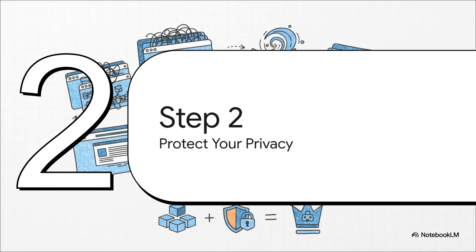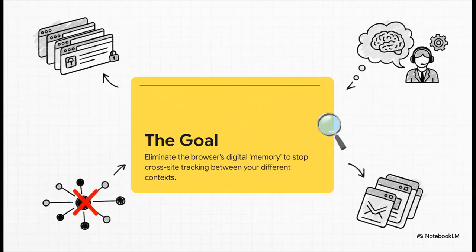Okay, so having things look neat is great, but that's really just scratching the surface. To get true separation, we need to go deeper. And that brings us to step 2, actually protecting your privacy. See, here's the thing you have to remember. Just because your tabs look separate doesn't mean they are separate to the trackers online. For real privacy, you've got to wipe out the browser's digital memory. We're talking about all those sneaky cookies that let ads for something you looked at for work follow you around when you're trying to shop.